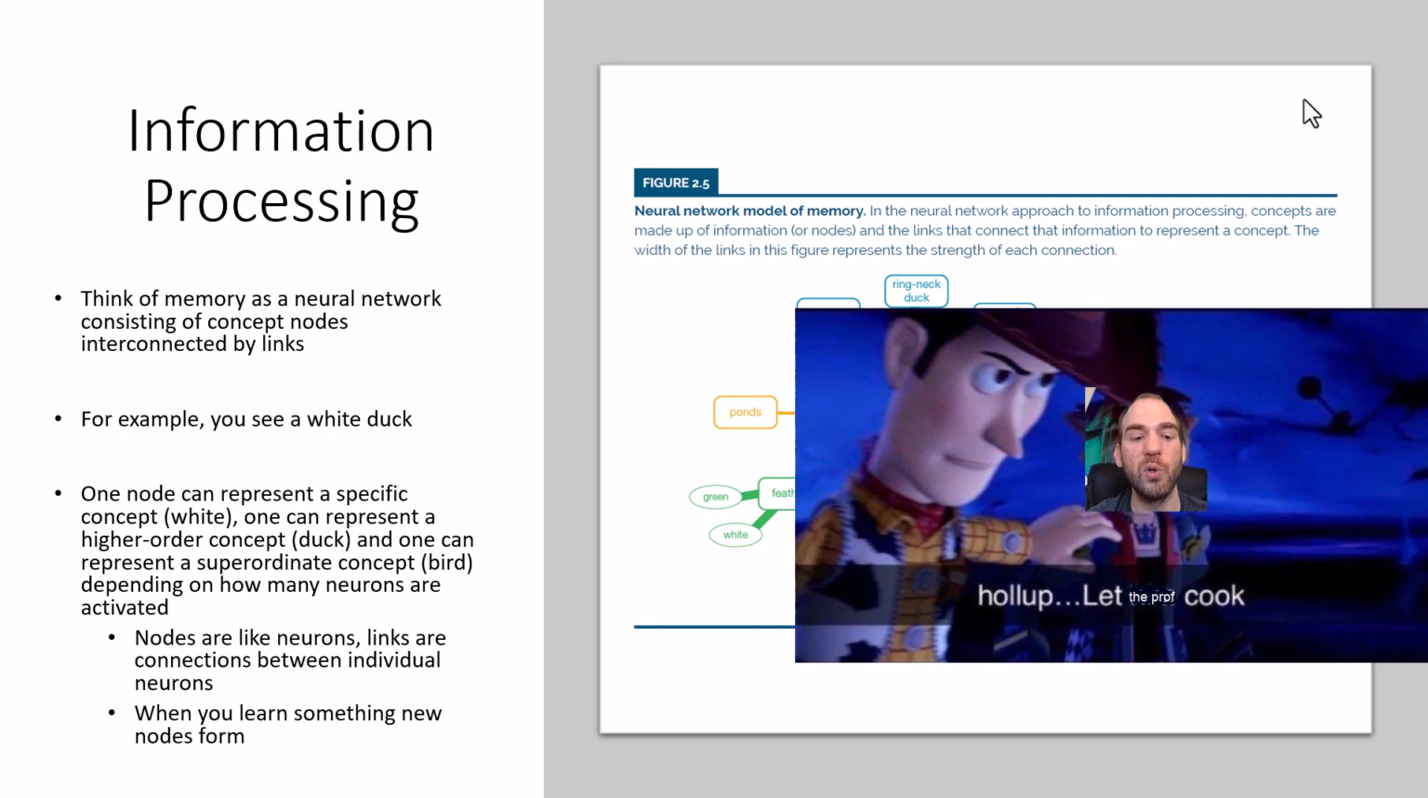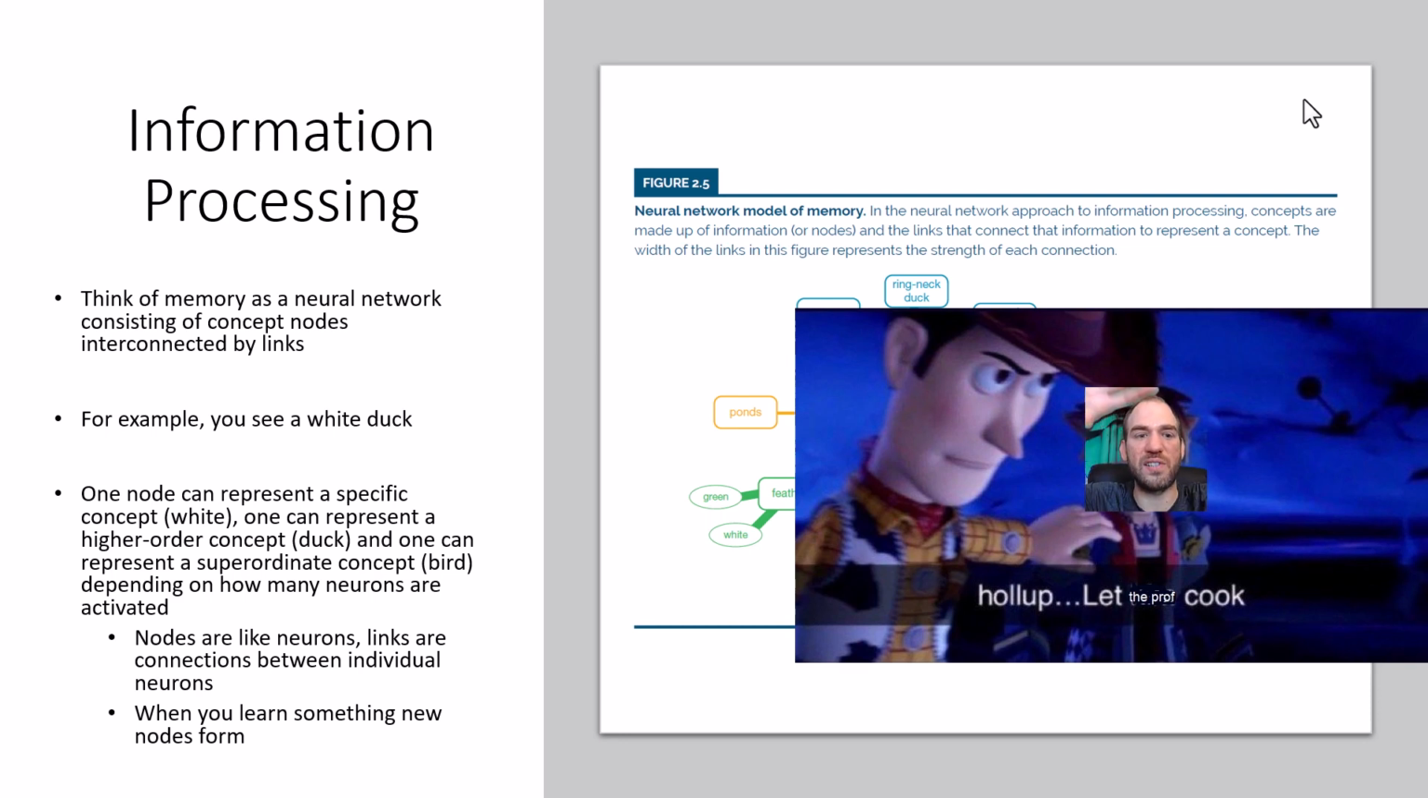When you learn something new, nodes form. So kind of the idea here is we see a duck, and a duck is a concept. Within duck, we understand that there are different types of ducks. We understand that ducks are an animal. We understand that there are certain features of the ducks. It contains feathers, web feet, whatever. And we understand that ducks eat certain food. They eat worms or whatever ducks eat.